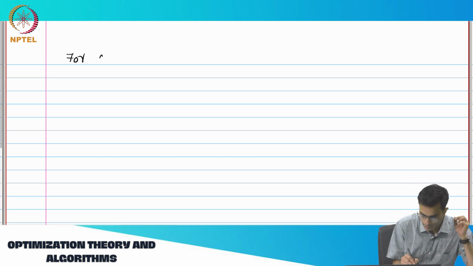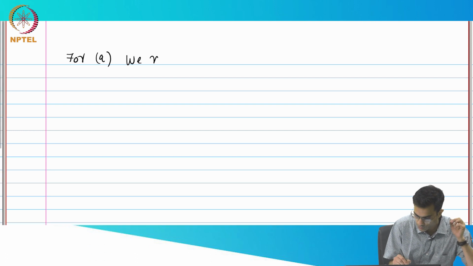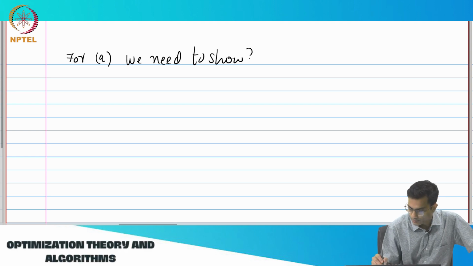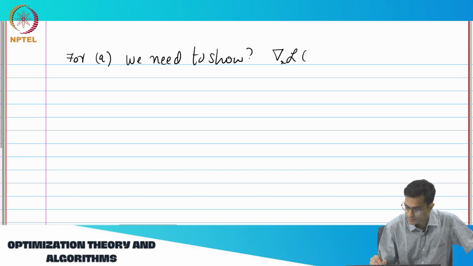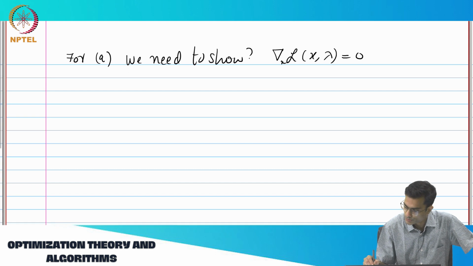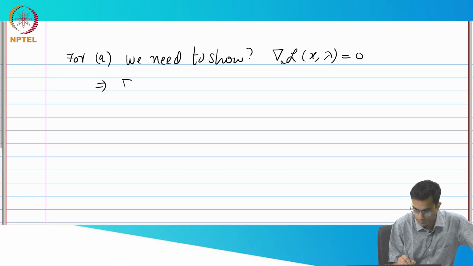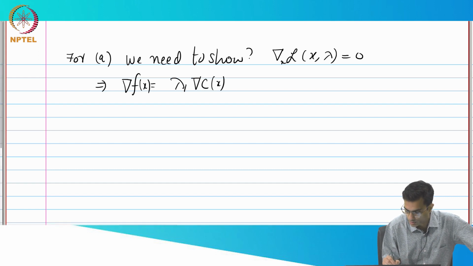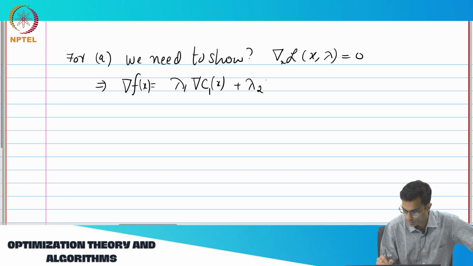So for A, what do we need to show? We need to show that grad x Lagrangian of x lambda is equal to 0, which in turn implies that grad f is equal to lambda 1 grad C1 of x plus lambda 2 grad C2 of x, right.